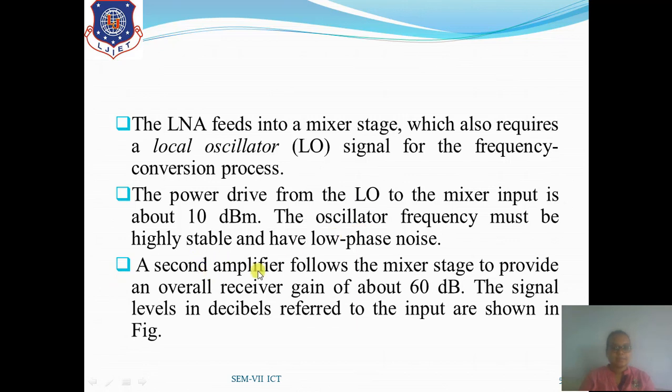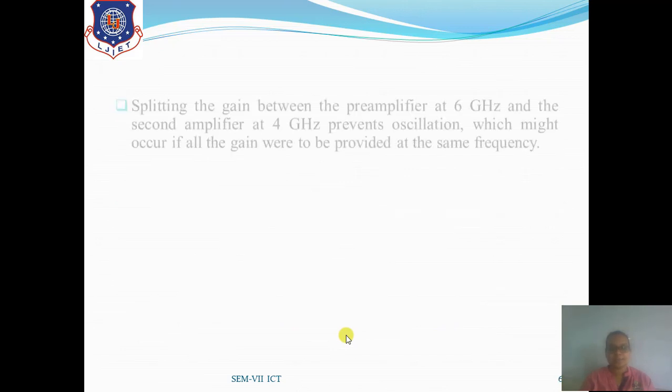A second amplifier follows the mixer stage to provide an overall receiver gain of about 60 dB. So after passing through the mixer stage, the signal passes through the second amplifier, and the output of the second amplifier gives a receiver gain of up to 60 dB. These signal levels in decibels, referred to the input, are shown in this figure which we have seen in the diagram.